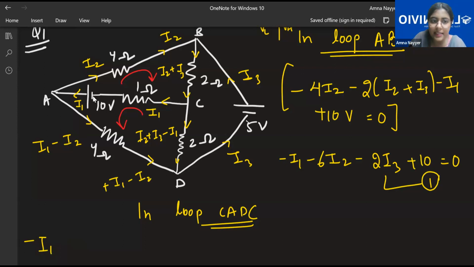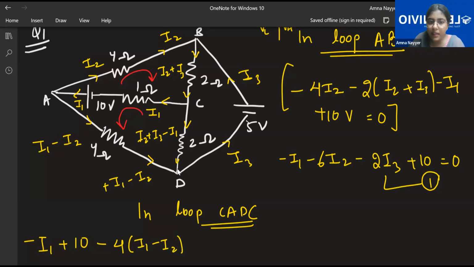Then I move further. I see the shorter terminal first, then the longer. What did we study? Lower to higher, so plus EMF. So plus 10 I have written. Now coming to the next branch, again we are coming downhill, moving towards D. We are moving in the same direction as current, from A to D. So we'll put a negative sign. What is the voltage here? Current is I1 minus I2, resistance is 4. Voltage will be I into R, that is 4 into (I1 minus I2).